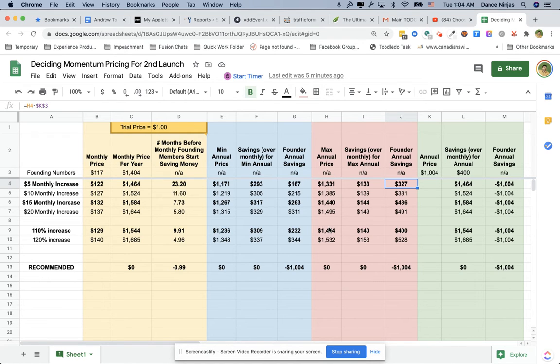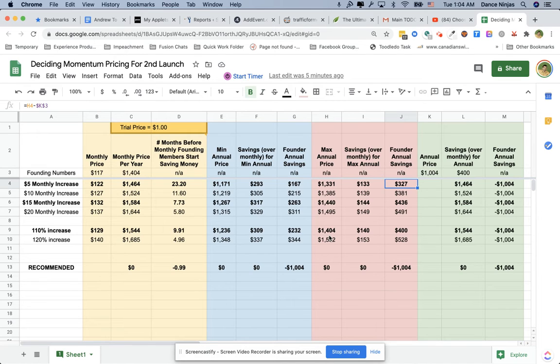So we want to try to find a balance number for an annual price. We want to choose an annual price that has a high enough savings that the founding members who are annual go, yeah, I'm really glad I got that. But it still saves enough that people are enticed to buy annual over monthly.